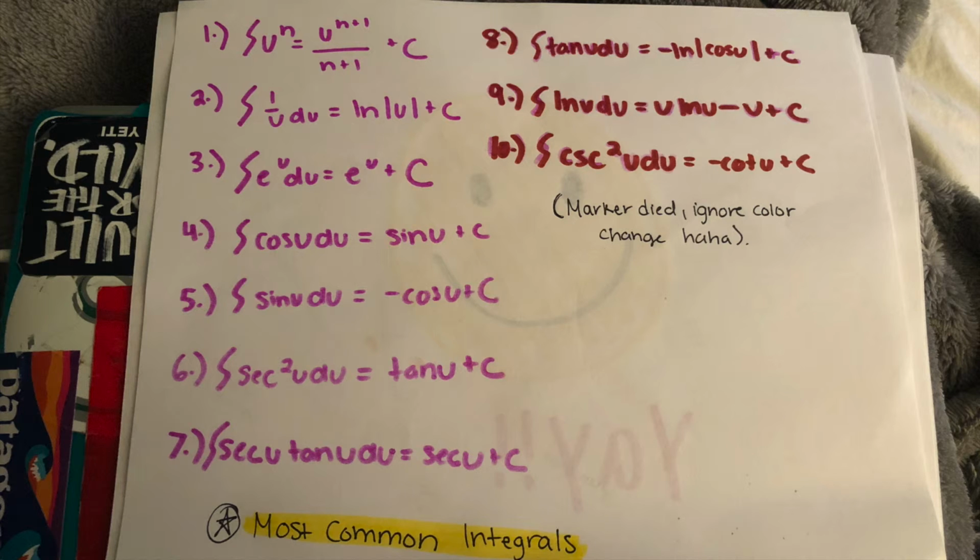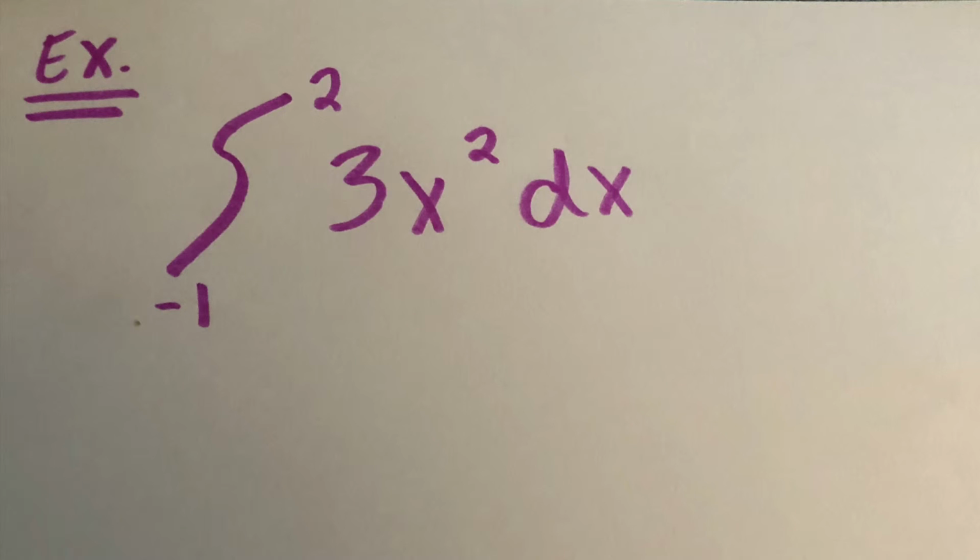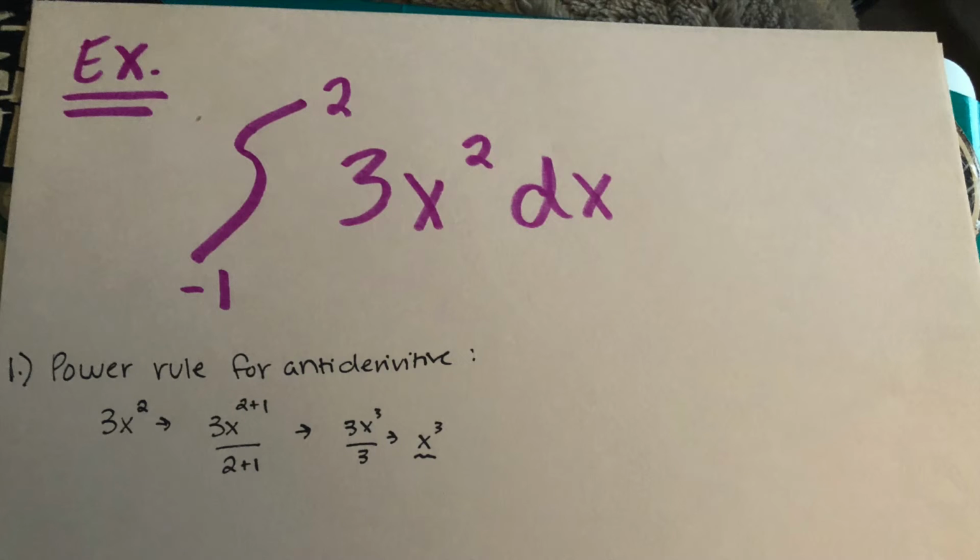Here's a list of the most common integrals and their antiderivatives. If you don't see one of these in the problem that you have, you use power rule, which is listed as number 1. Here's our example, and since it doesn't fit any of our common integrals, we're going to use power rule to find the antiderivative. For the sake of power rule, we are going to call our exponent value n. To do power rule, you need to do n plus 1 in the exponent spot, but then also n plus 1 in the denominator. That gives us 3x cubed over 3, which comes out to x cubed as our antiderivative.